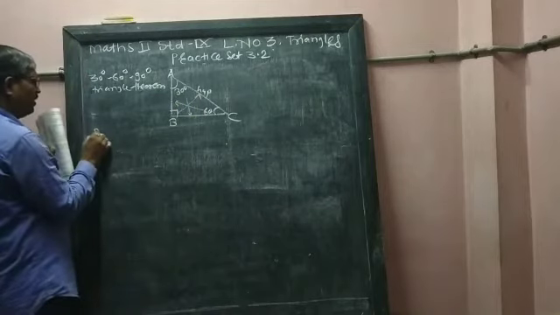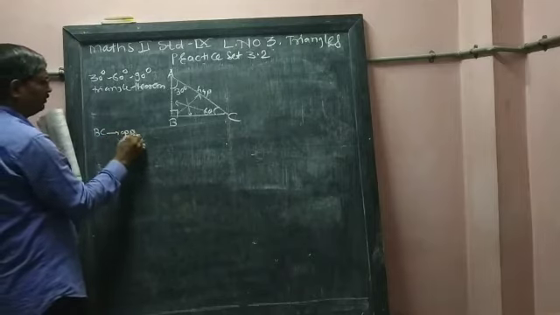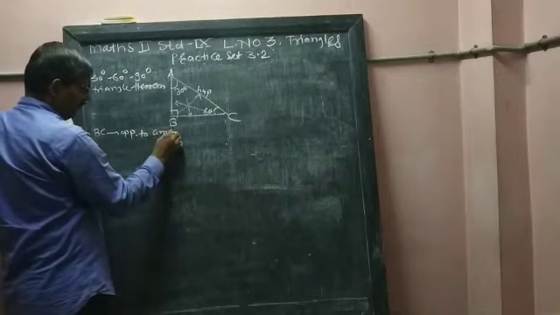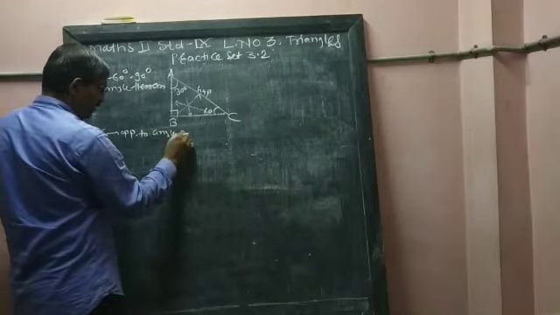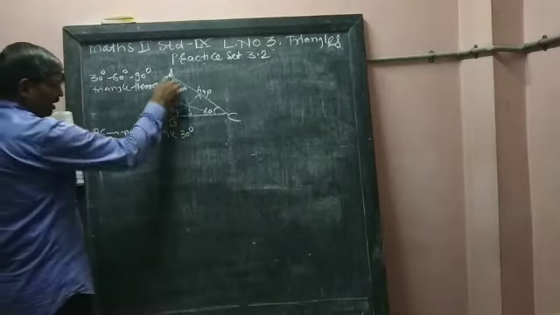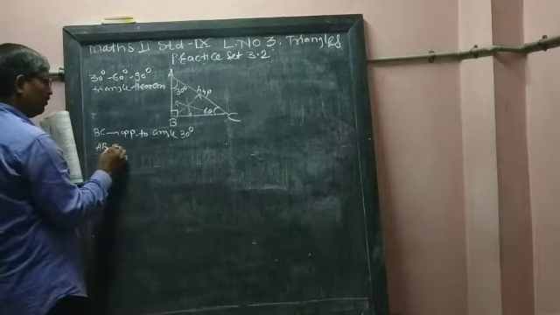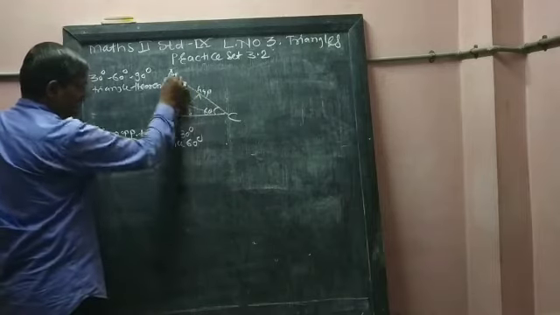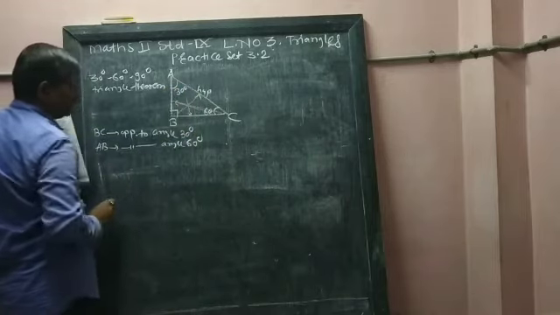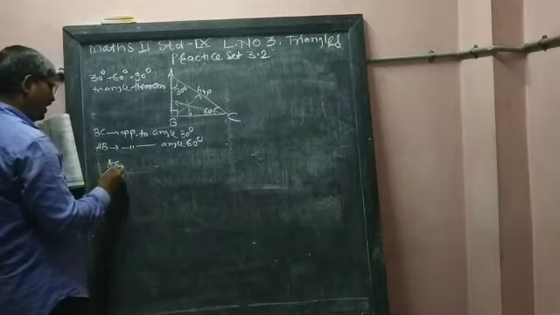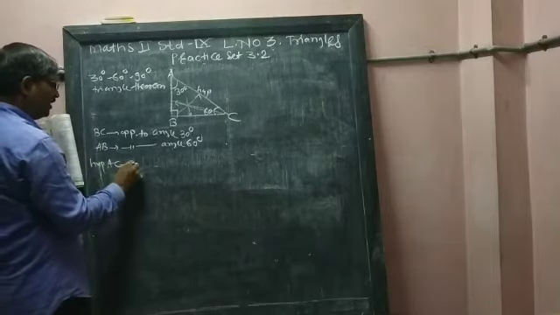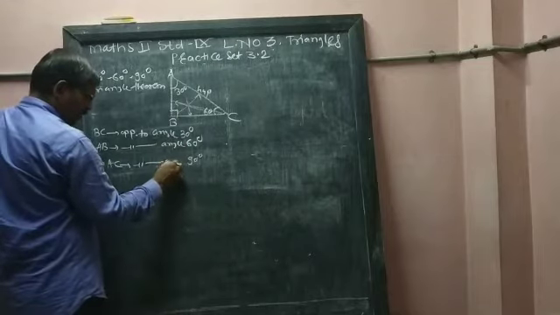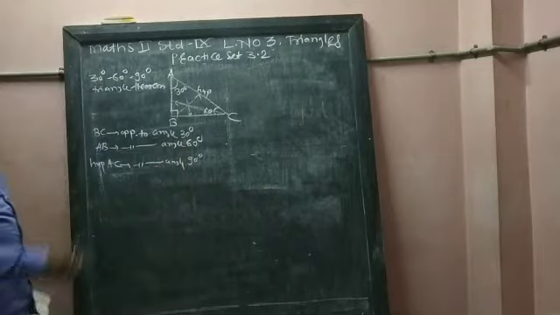I will write here BC opposite to angle 30 degree. AB opposite to angle 60 degree. And hypotenuse AC opposite to angle 90 degree. Once if you understand this, then it is very simple.